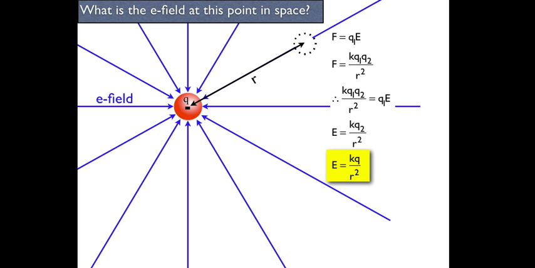So that's how I can find the electric field's strength at a point in space. This will give me the magnitude of that field. And when I'm using this formula, I don't put in a plus or minus charge, I just put in the magnitude of the charge to figure out the magnitude of the electric field.